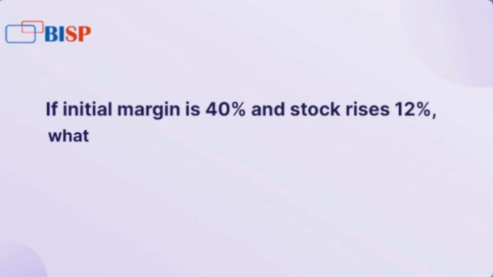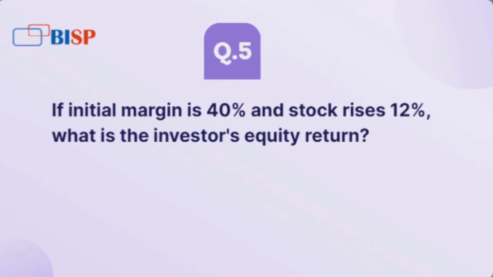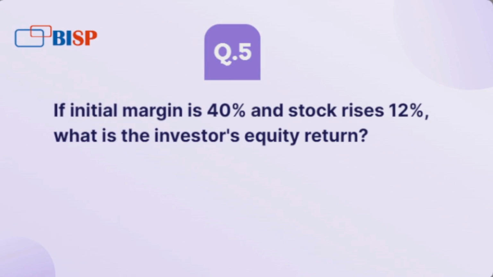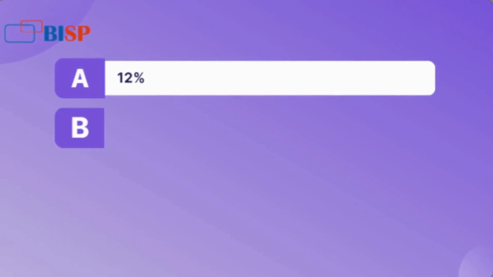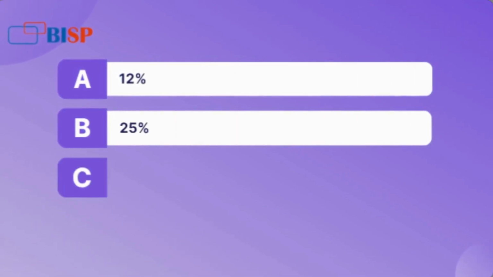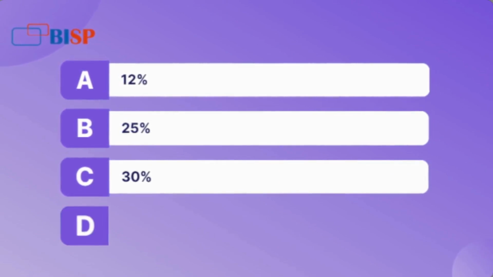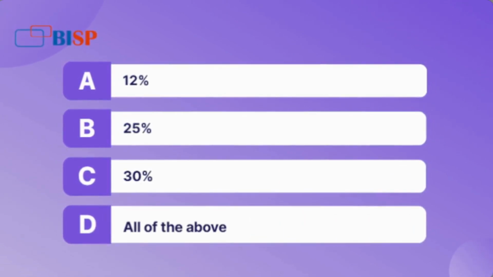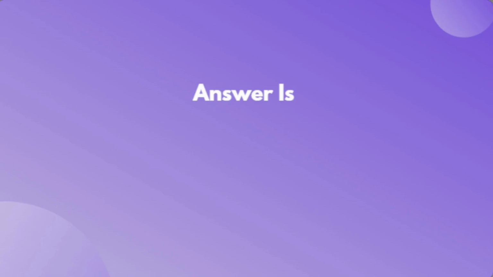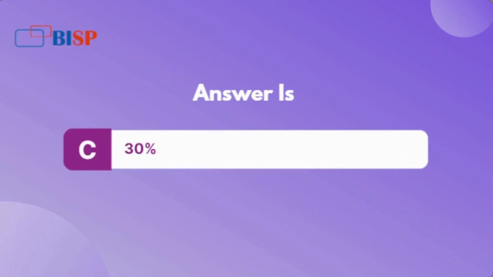If initial margin is 40% and stock rises 12%, what is the investor's equity return? A. 12%. B. 25%. C. 30%. D. All of the above. Answer is C. 30%.